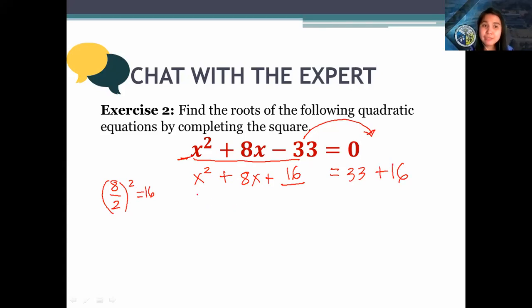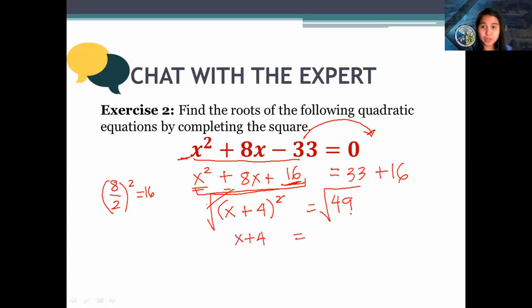Next, factor the left-hand side. What are the factors? Square root of x squared is x plus square root of 16 is 4, squared equals 49. Next, apply the square root property. So square root of the left and square root of the right. The square root and the squared will be canceled out. So we're left with x plus 4. The square root of 49 is plus and minus 7. Remember, there are two roots.